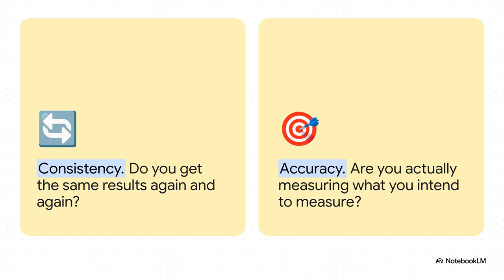A scale can be reliable, but not valid. Imagine it's always 5 pounds off. It gives you the same wrong number every time. But it can never be valid if it's not reliable first.